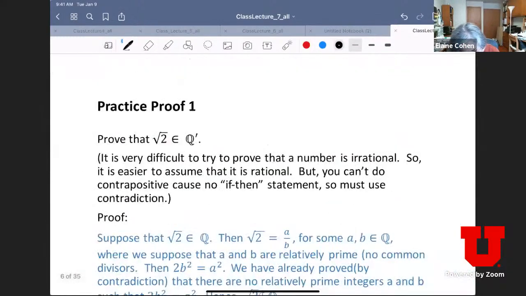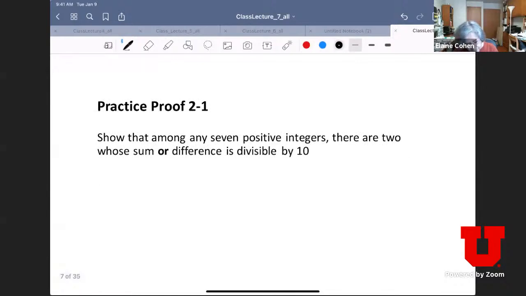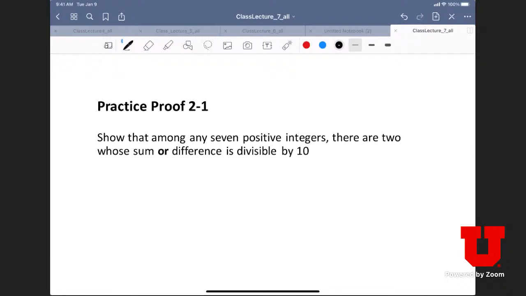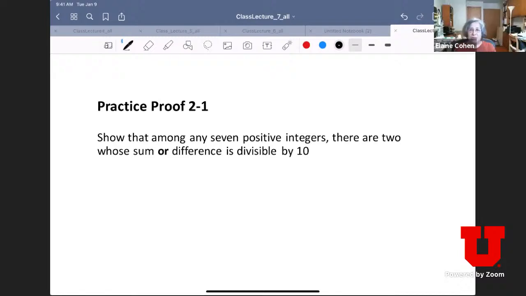All right, next practice proof. This one you may notice I've got: among any 7 positive integers, there are 2 whose sum or difference is divisible by 10. I just noticed that that was on the pre-recorded video. I didn't realize that in advance. Do you want me to do this anyway? Because it was in the pre-recorded video review. Yes, please do it. Okay, so why don't I let you give it a try to start with, and then we'll jump in.